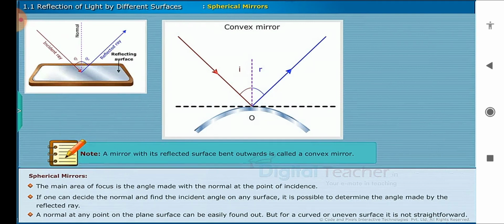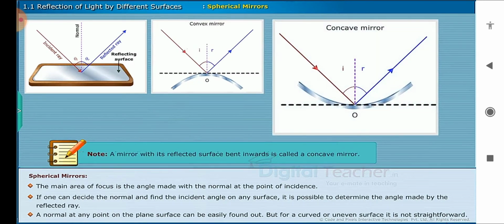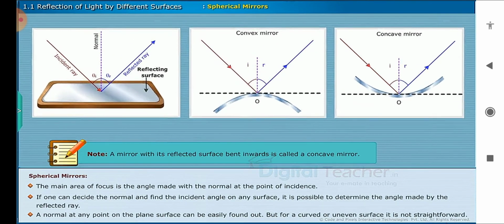Note: a mirror with its reflecting surface bent inwards is called a concave mirror. Let us learn how to draw a normal on curved surfaces, bent inwards and outwards respectively.